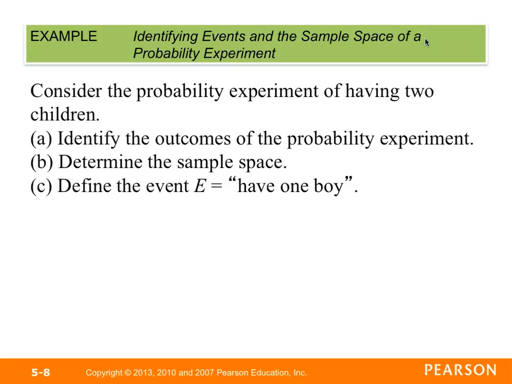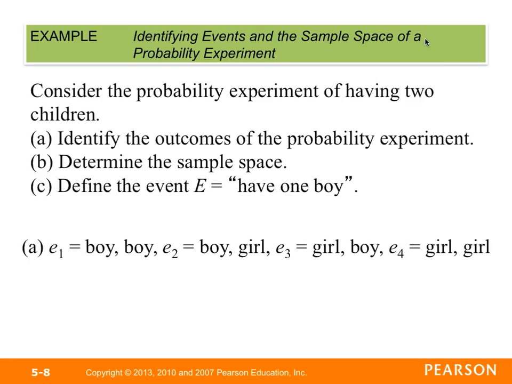So if we consider the following probability experiment, we want to identify outcomes, determine the sample space, and define an event. Let's consider the probability experiment of having two children. We want to identify the outcomes, determine the sample space, and then define the event E, which is equal to having one boy. So the outcomes are that you have a boy and then another boy, a boy and then a girl, a girl and then a boy, or a girl and then another girl. Those are the four possible outcomes if you're talking about having two children.